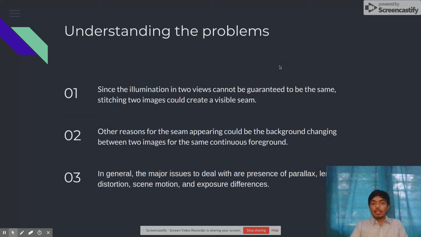Let's understand the problems that we had faced early on. The illumination in two views cannot be guaranteed to be the same. Stitching 2 images could create a visible seam. Other reasons for the seam appearing could be the background changing between 2 images for the same continuous foreground. In general, the major issues to deal with are the presence of parallax, lens distortion, scene motion, and exposure differences.